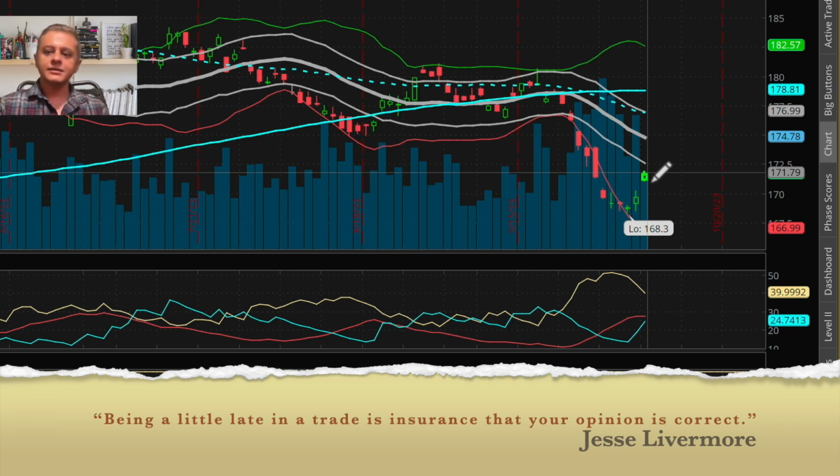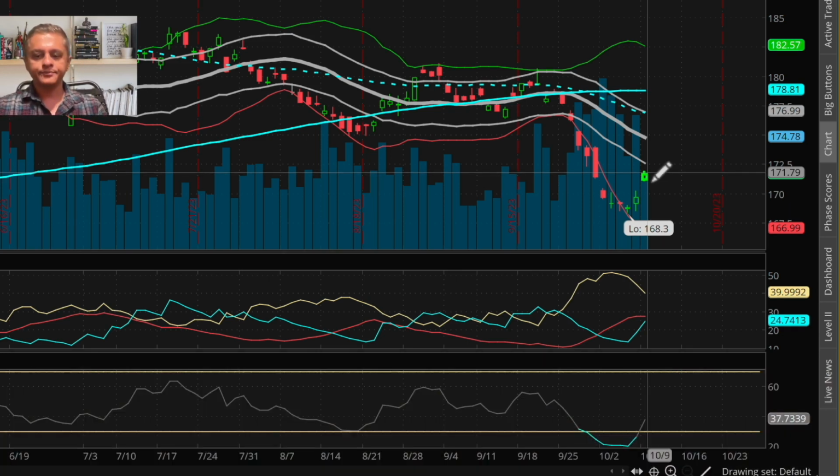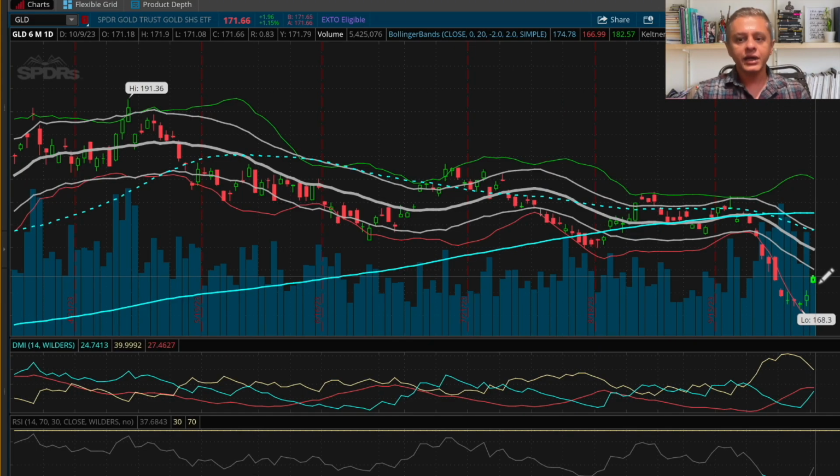In this case, I did wait for a couple of days for all my indicators to confirm it, for me to visually see that the stock is actually turning around. And that's when I would like to take a trade betting that GLD is going to go up.